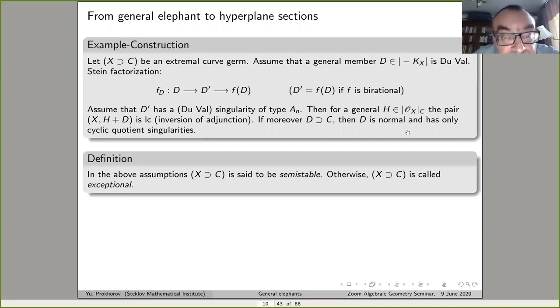Such extremal curve germs are called semi-stable under this basic assumption about A_N singularities. Otherwise, it's called exceptional. This is a very rough division of all the germs.